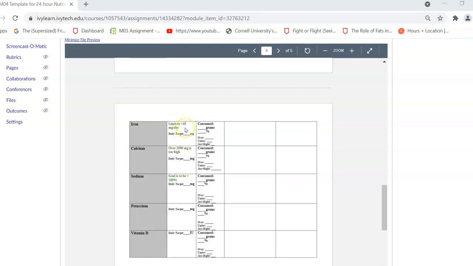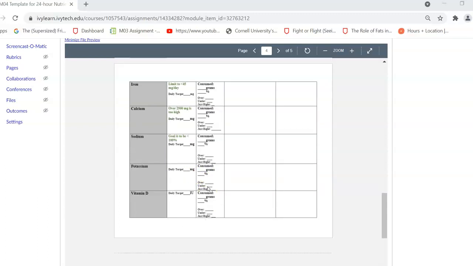Okay? So in the minerals and vitamins listed here, we want to try to get up as close as we can on the daily target, except for sodium. We do not want to try to reach 100% of sodium because we're trying to limit it. So the goal should be to be less than 100% here. When you see this, it should be less than 100. Okay? All right.